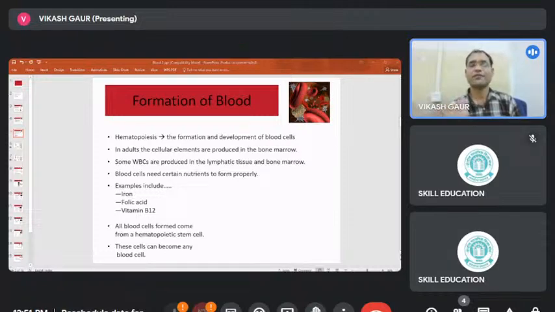All blood cells come from the hematopoietic stem cell. These are stem cells present in the bone marrow, and all the human cells originate from stem cells. Stem cells have the ability to become any type of cell. These cells can become any blood cells.